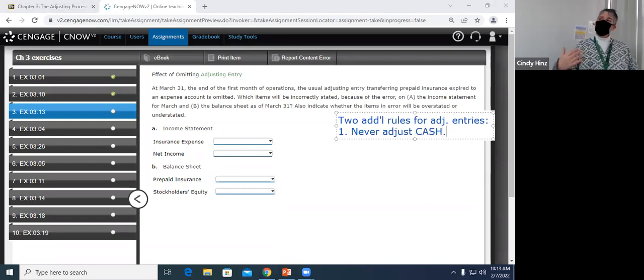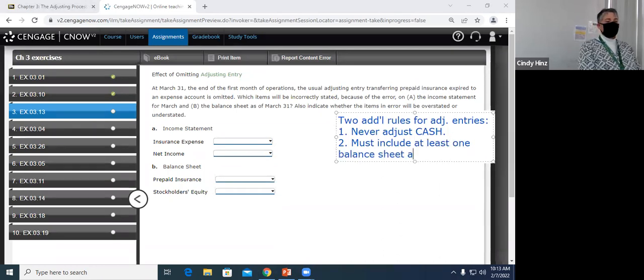Your cash account should never be part of an adjusting entry. If it is, it's automatically wrong. Cannot adjust cash. And we must include at least one balance sheet and one income statement account.